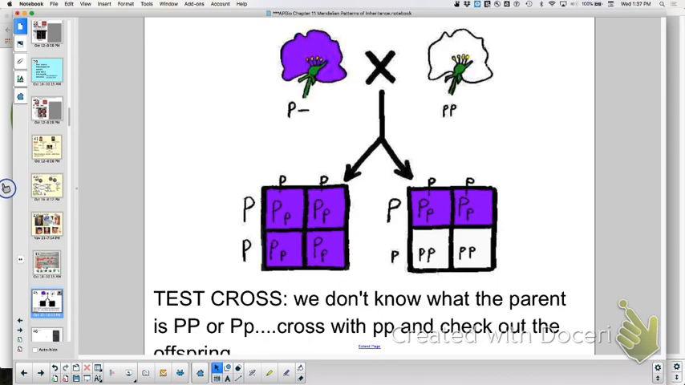You're only testing what you don't know, right? So if you're the recessive phenotype, do you know their genotype? Yes, homozygous recessive. It's the dominant phenotype that you don't know their genotype. That's the one you need to test.